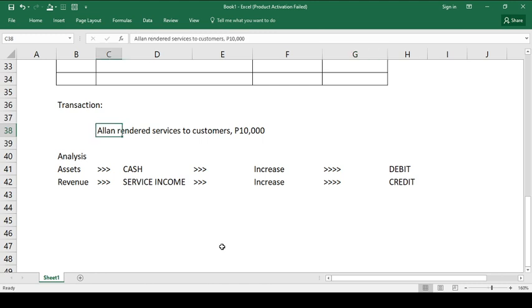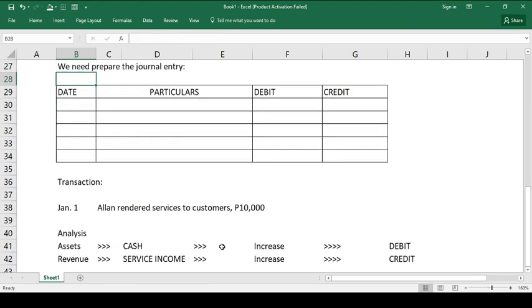So, assuming that this transaction happened on January 1. Let's assume, this happened on January 1. So, ano po gagawin natin? Una, ilagay yung date sa date column, January 1. Yun po yung una natin gagawin on the date column.